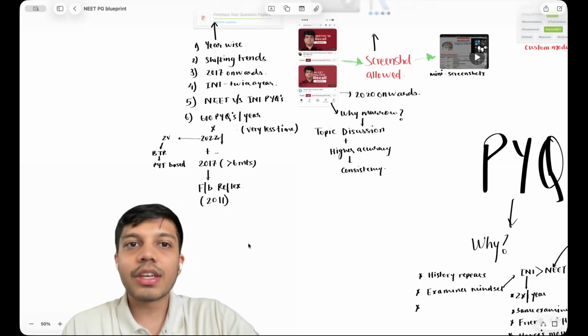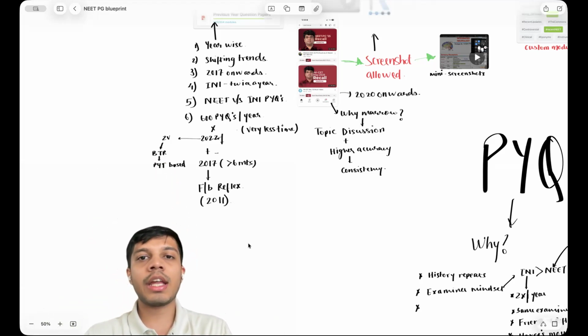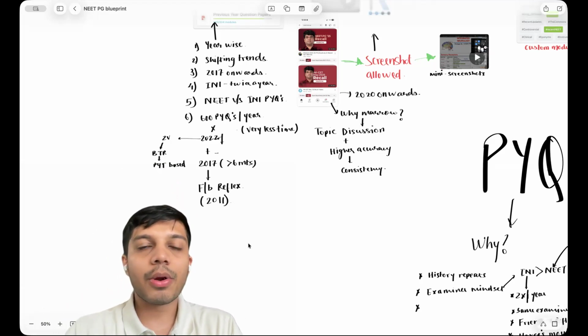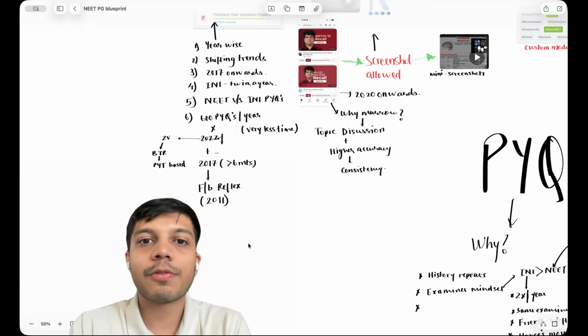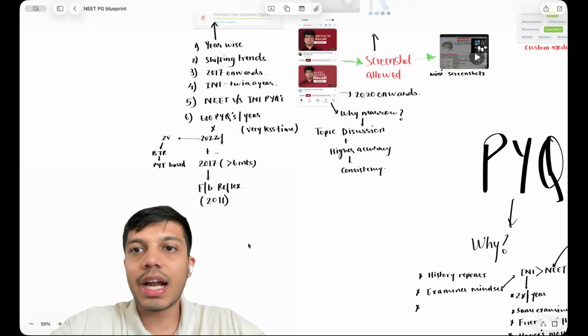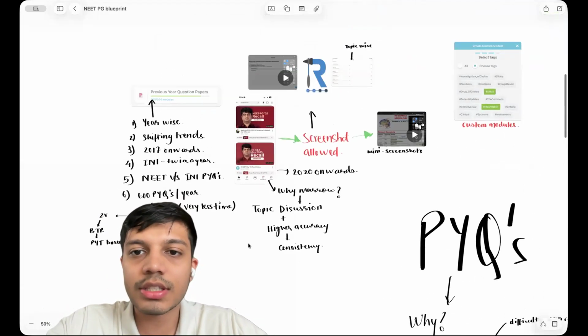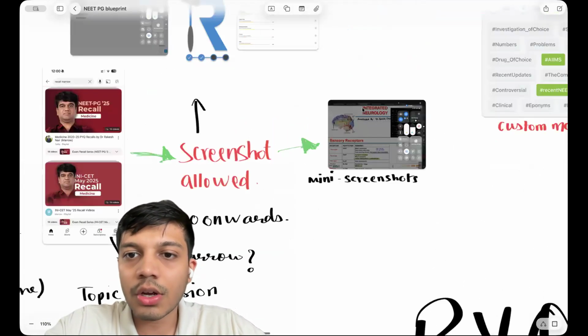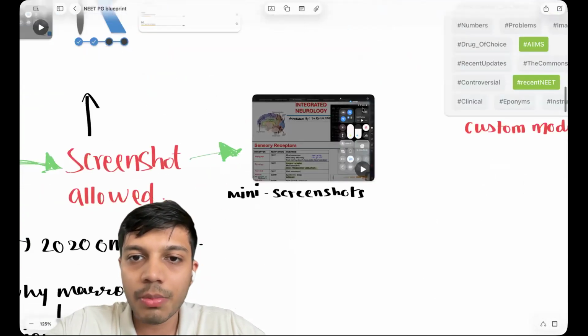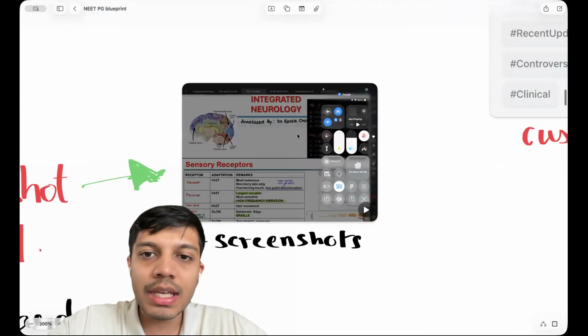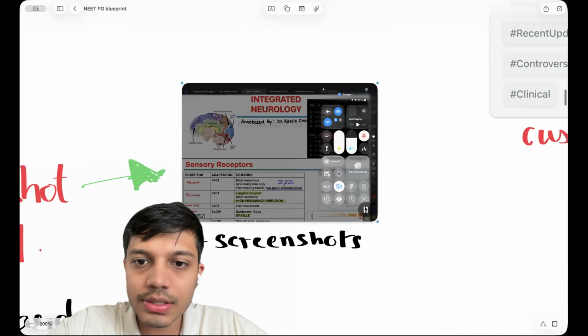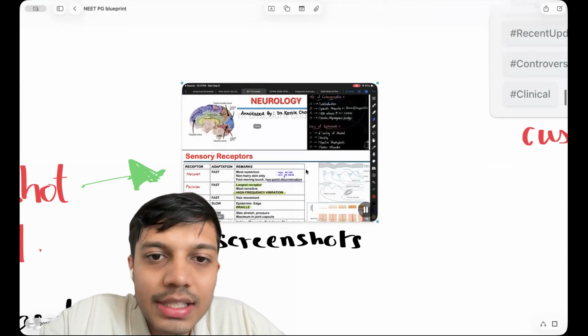So you do PYQs first to understand the pattern, and then you read notes. This approach will actually help you screen the information. For the questions that you get wrong, or the questions or topics that you think are important, you can easily add mini screenshots to your notes. So this is what I mean by mini screenshots.